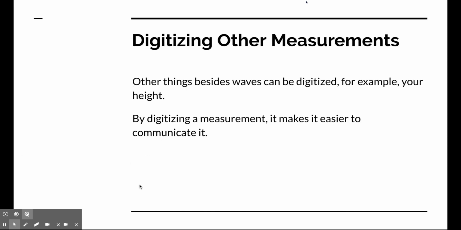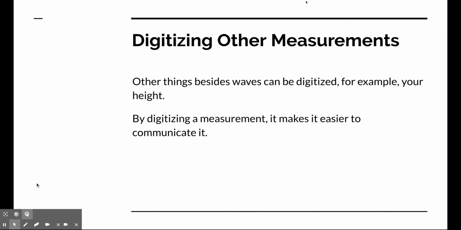We can also digitize measurements. A good example of this could be your height. If you go to the doctor and they tell you your height, you might not be exactly 42 inches, but they round so that it's easier to communicate it to you rather than saying some exact really small decimal or fraction number. That makes it easier to communicate it.